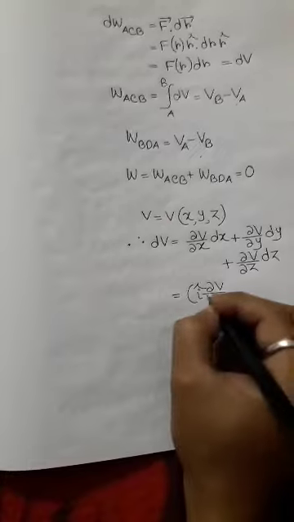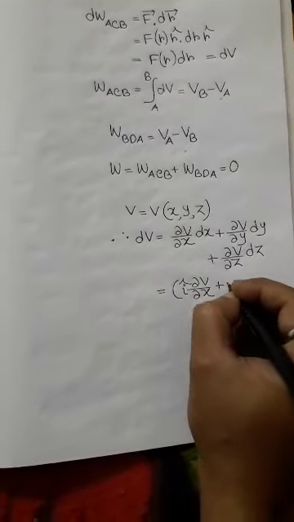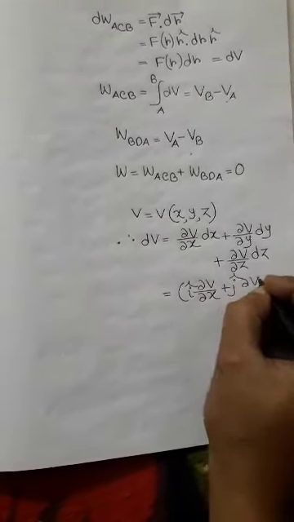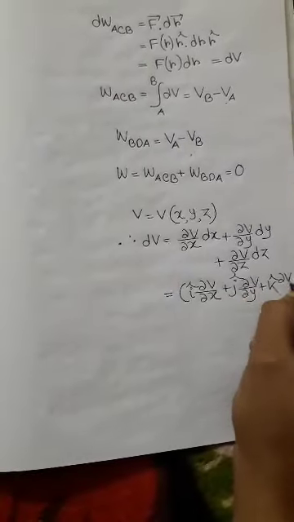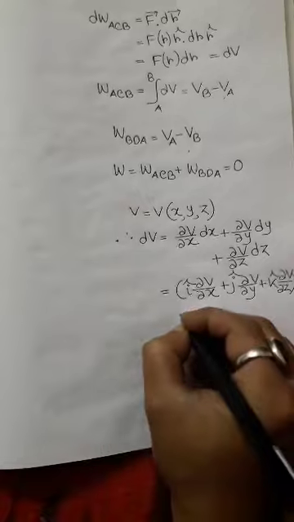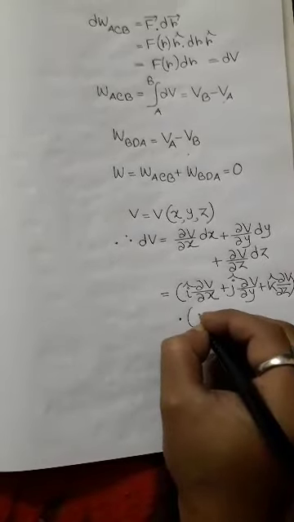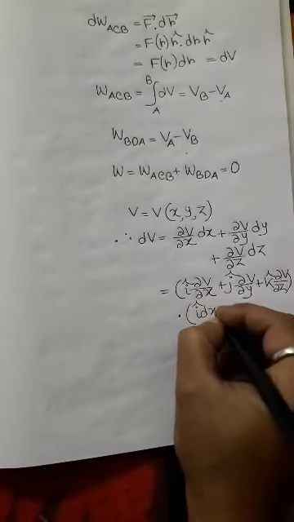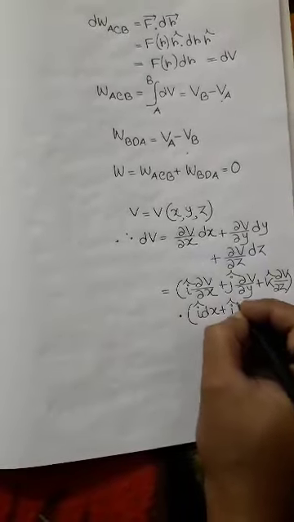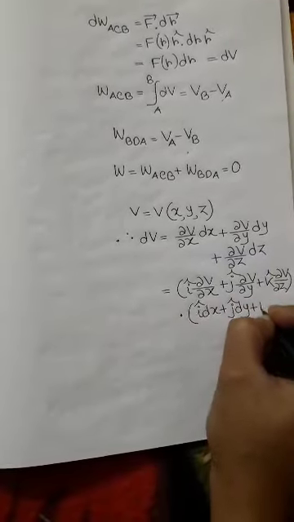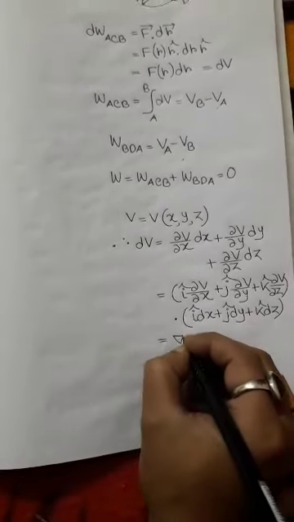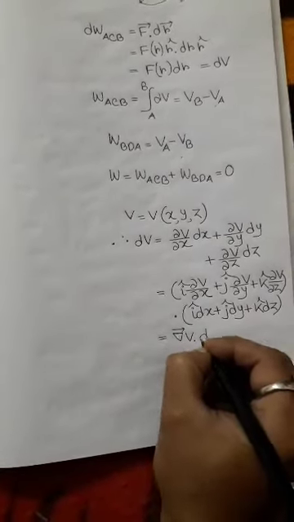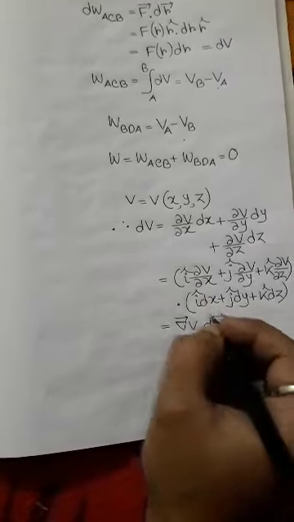i ∂V/∂x + j ∂V/∂y + k ∂V/∂z dot i dx + j dy + k dz. Okay, now this can be written as ∇V dot dr. Okay, this we can write.